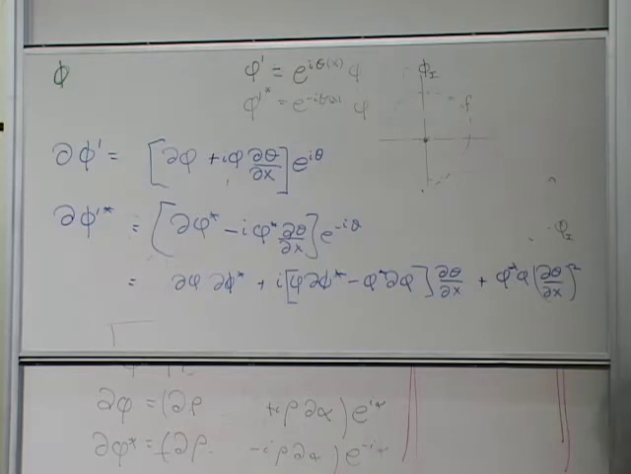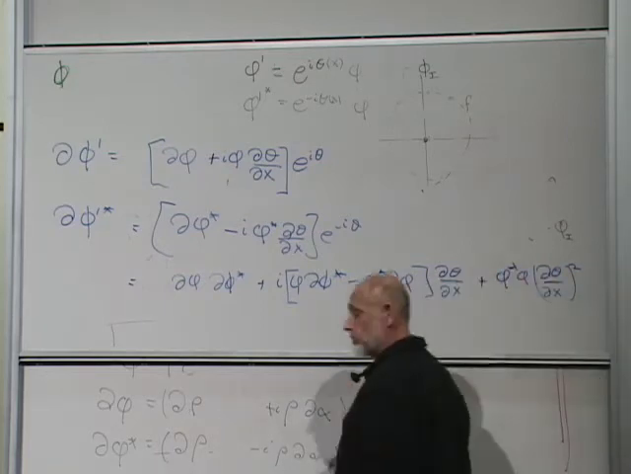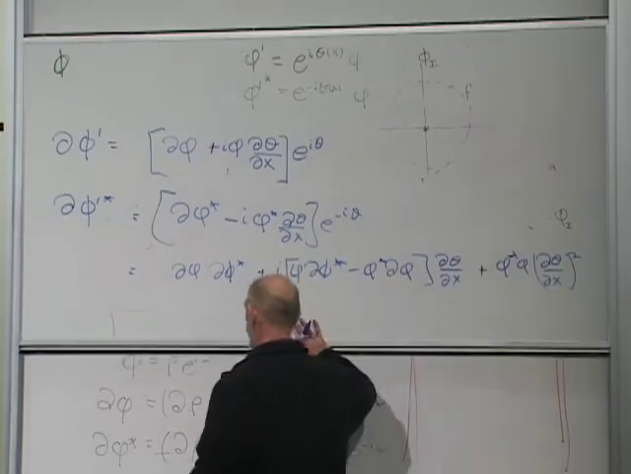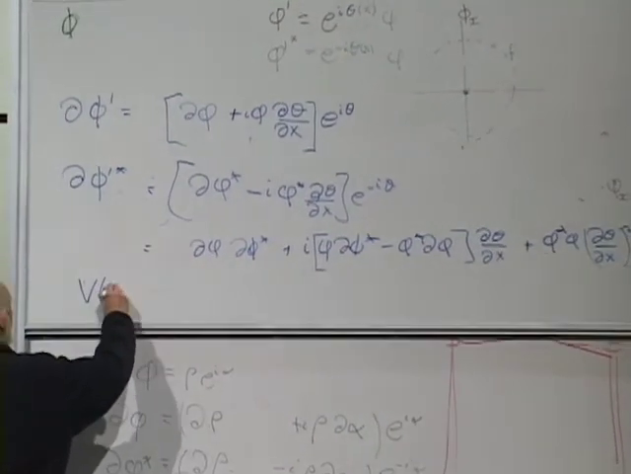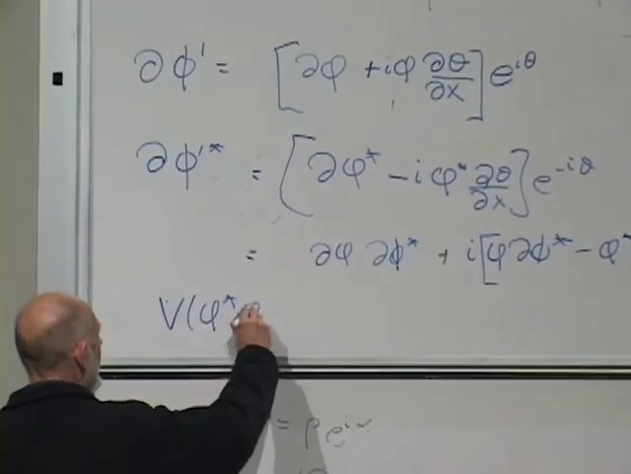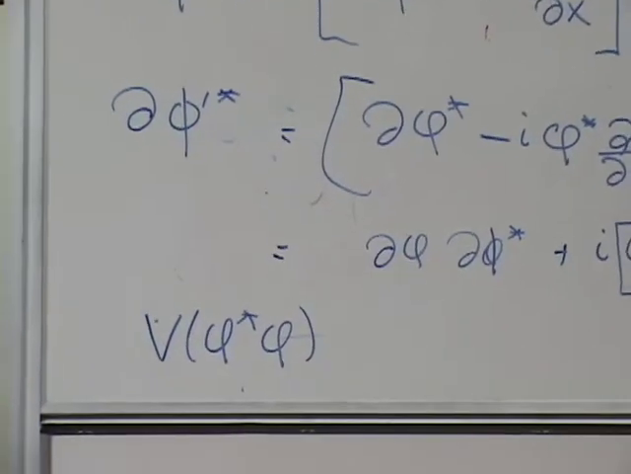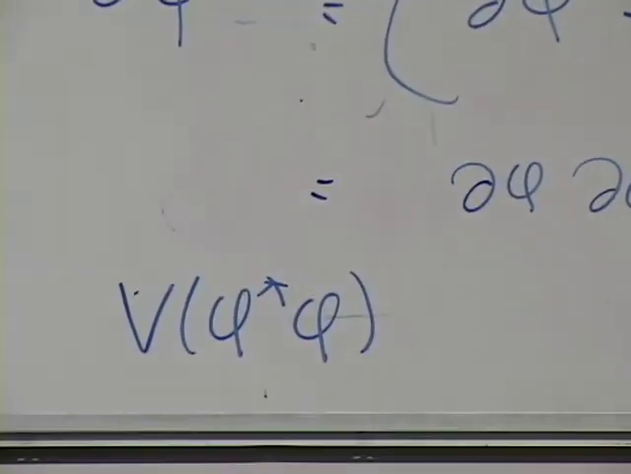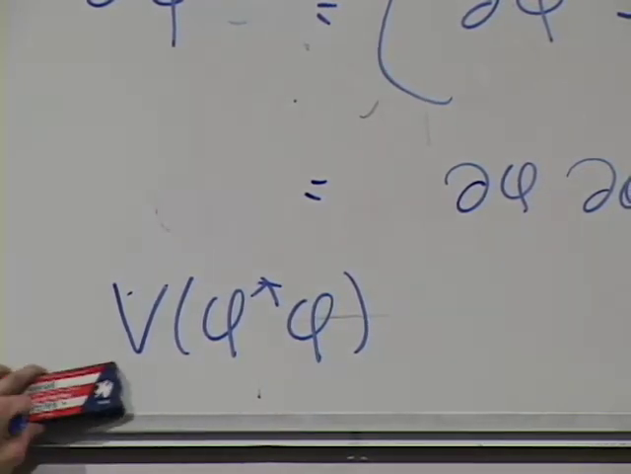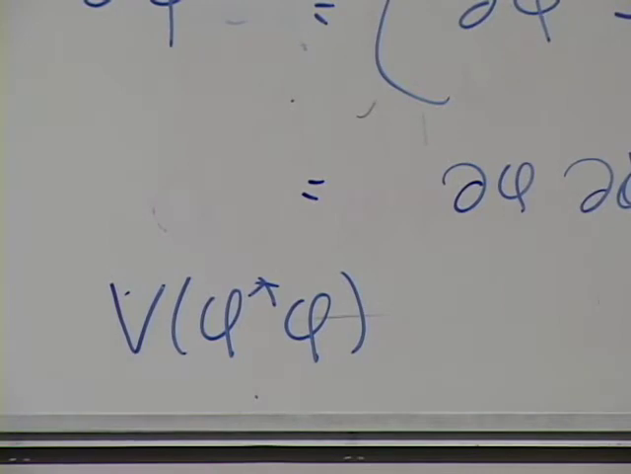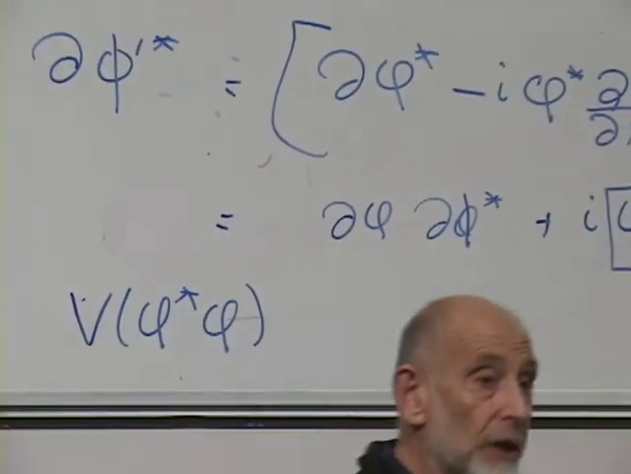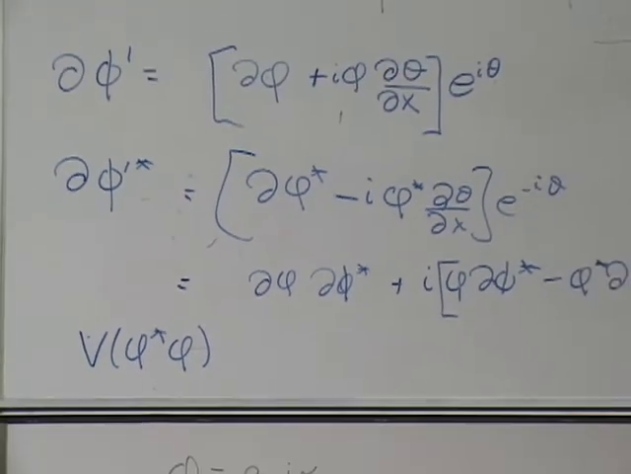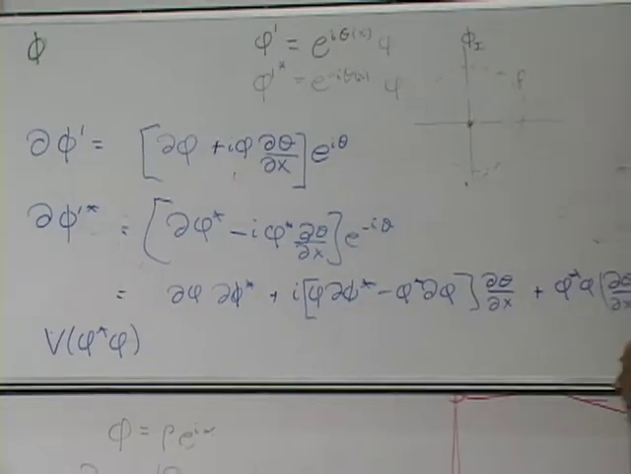What about the potential energy? If the potential energy is a function only of phi star phi, then phi star phi will not change when we do one of these symmetry transformations, even if it depends on space. So V, the potential energy, is symmetric. But the kinetic energy, the derivative terms in the energy, are not symmetric. And if we trace it down, we see what the problem is.